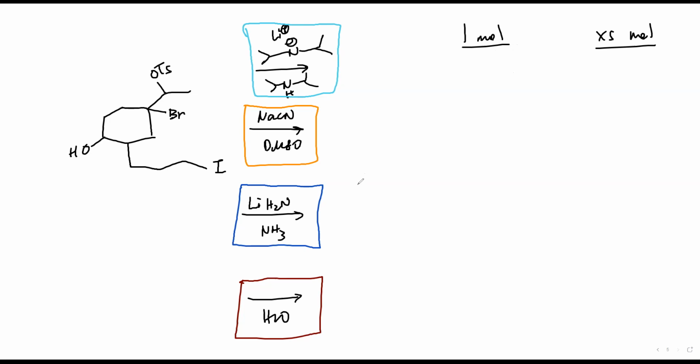So the easiest one to start with is going to be the weakly basic. So we think about this guy. This guy mainly does what reaction? When we think of the reaction that a weakly basic nucleophile does, what is the main reaction that this guy does?